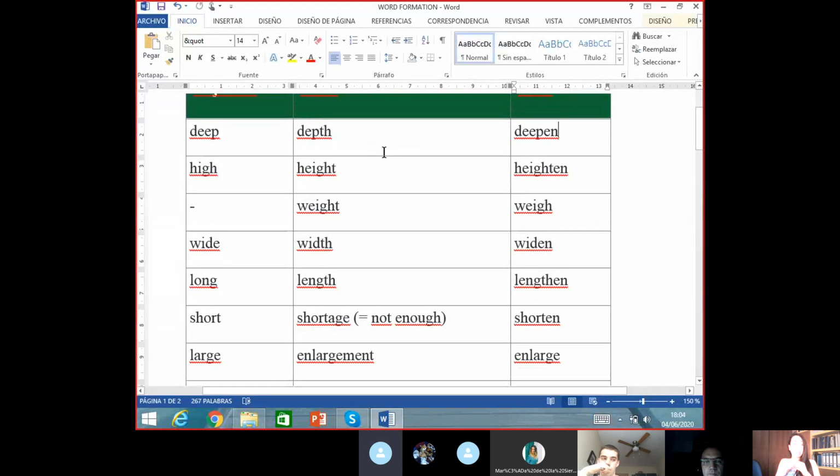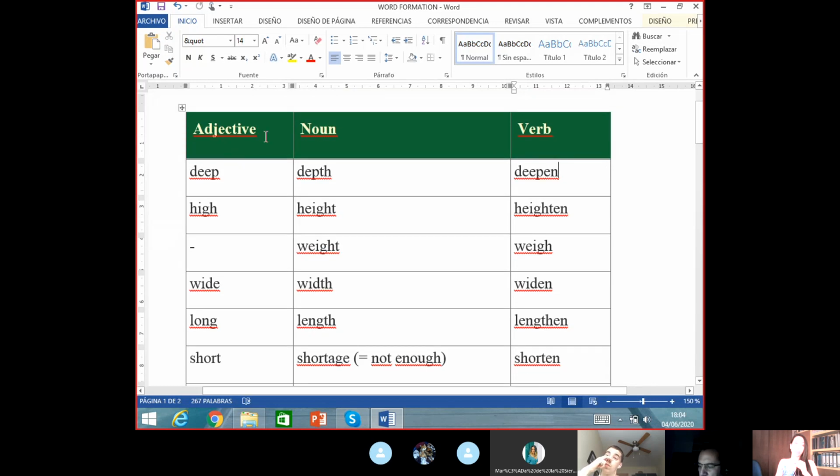Okay, so let's start. Deep. So it is the adjective, profundo. We want the noun, depth, profundidad. Verb, deepen, profundizar. So these are verbs that you are going to need for everything. So for example, let's deepen in the issue. I want to deepen in this information because I don't really understand it. So you are going to use these verbs.